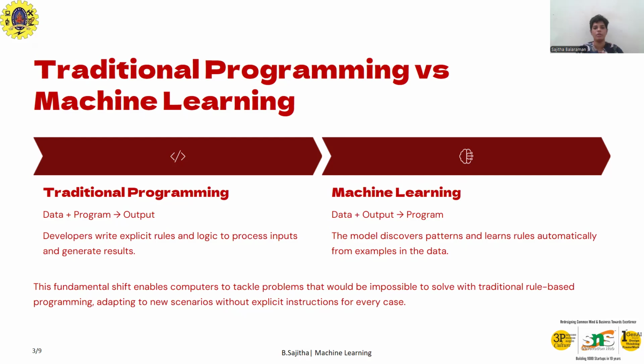Now in this slide, we are going to see what traditional programming is and what machine learning is. In traditional programming, data plus program gives you output. In machine learning, data plus output gives you the program. In traditional programming, the developers write explicit rules and logic to process inputs and generate results. In machine learning, the model discovers patterns and learns rules automatically from examples in the data. This fundamental shift enables computers to tackle problems that would be impossible to solve with traditional rule-based programming, adapting to new scenarios without explicit instruction for every case.